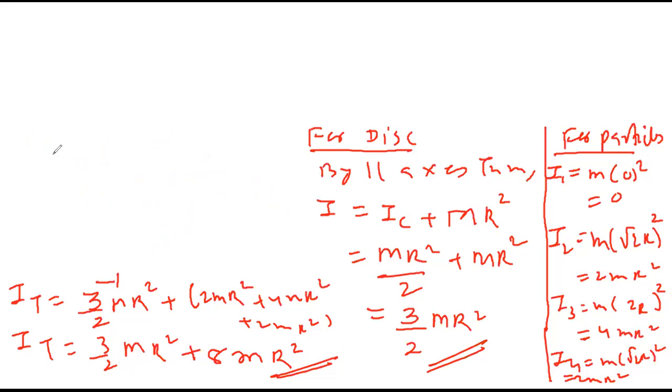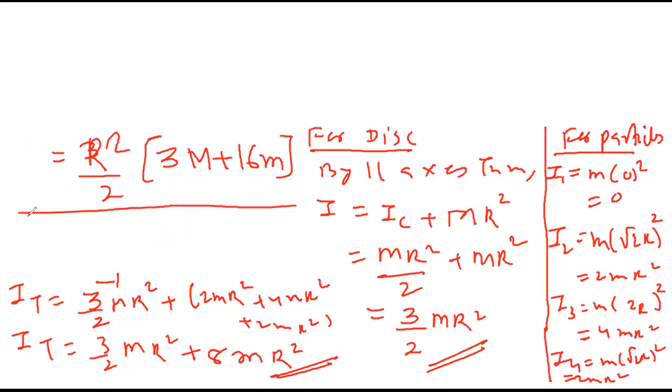The final answer will be 3, R square by 2 common. This is 3 times capital M plus 16 times small m. It's 15. Can I rub this now? Yes, sir. Some number is 16. 15. Easy.